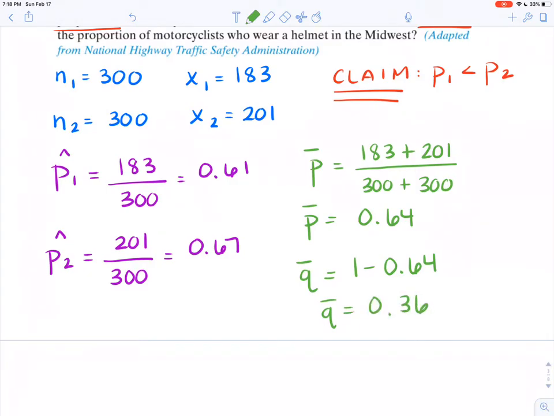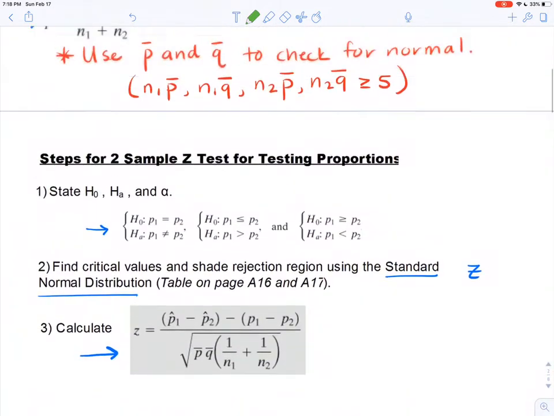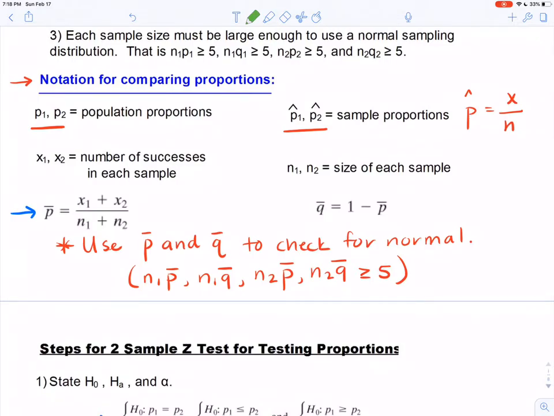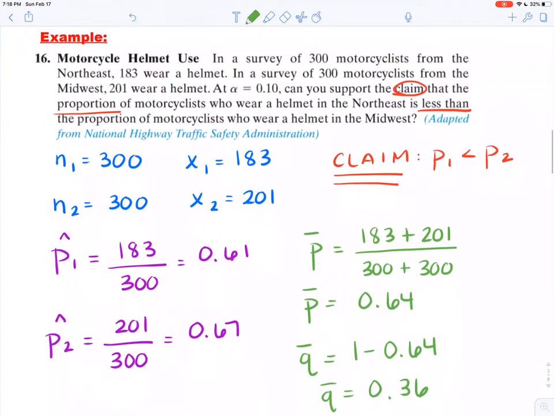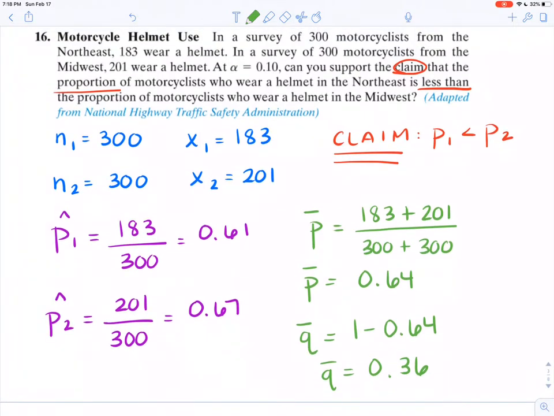All right, so now I've got everything that I need to run my test. I do want to do a quick check here to make sure that I am okay to use the normal distribution. And I can do that by just checking these values here based on the sample size and the values of P bar and Q bar. Just a quick check to make sure that each one of those products is 5 or more. We are good here, so we're going to be fine to use the normal distribution. If any of those things were not 5 or more, then I would not be able to run this test.